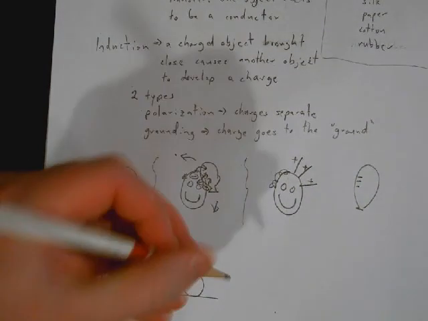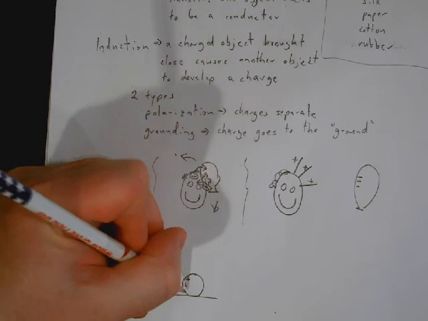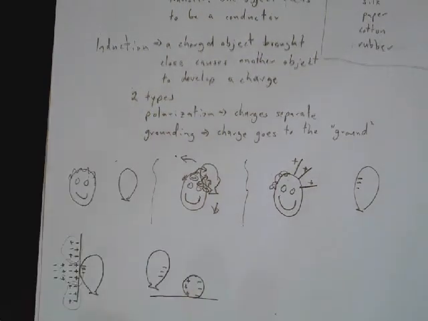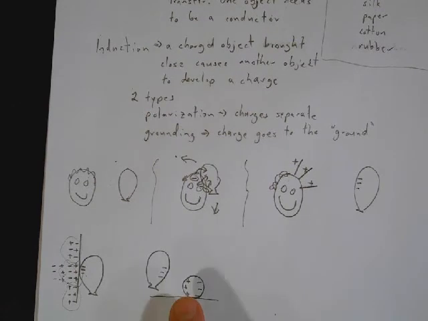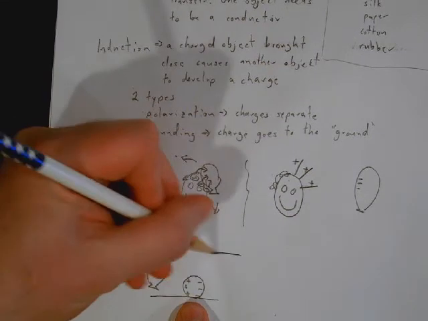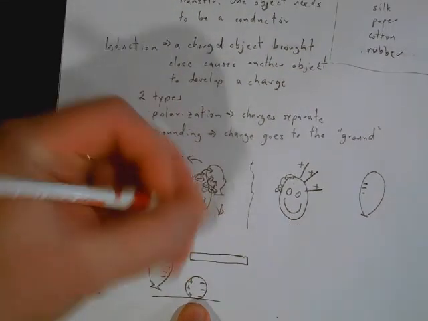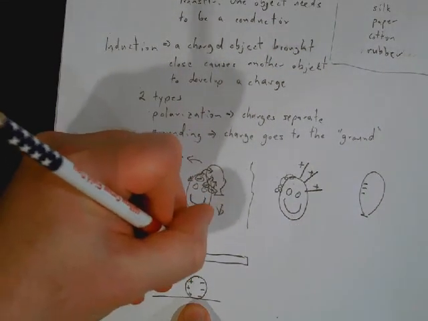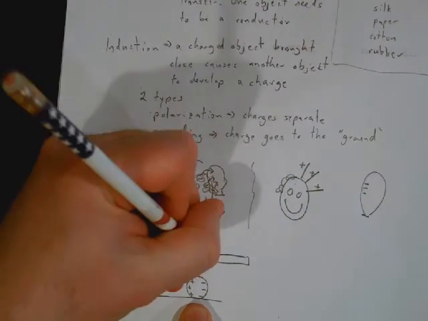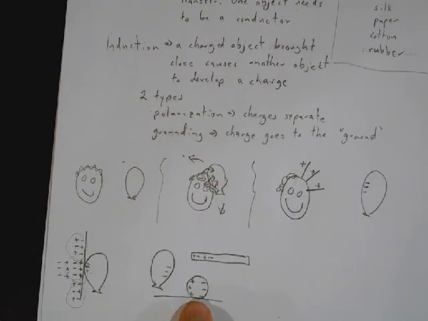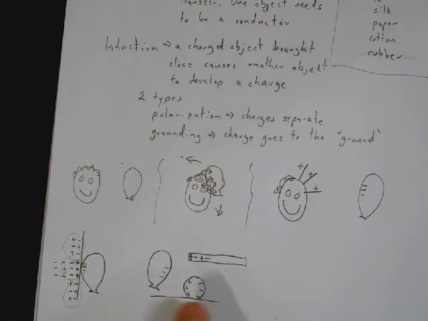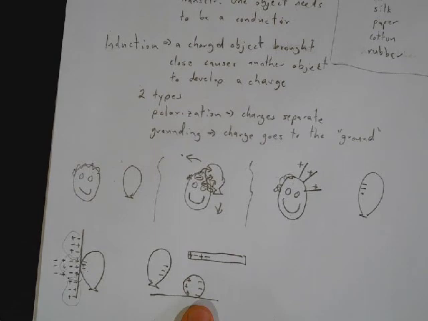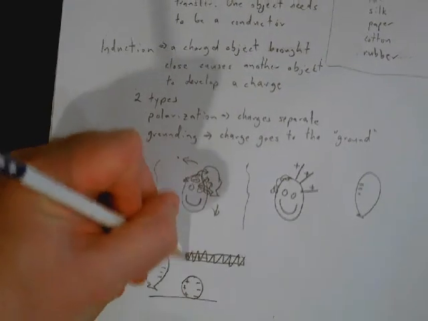Whereas if I have my negative balloon here, then the charge in this can is going to get separated a lot. Why? Because that can is a conductor. Where if this was a wooden ruler, and I think you guys did this, it would look more like this, plus minus, because this is an insulator, so the charge is not going to move very much. That's induction with polarization.